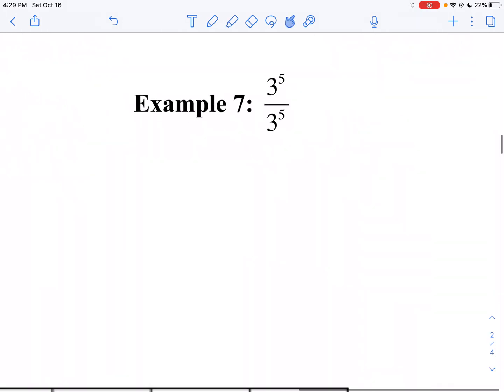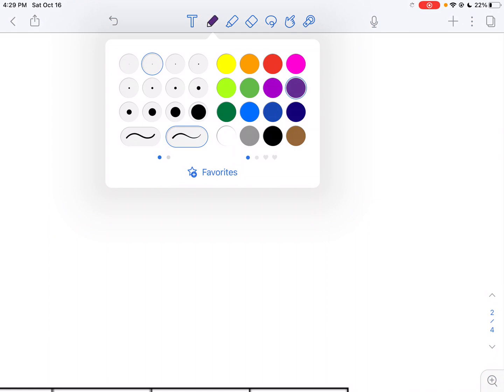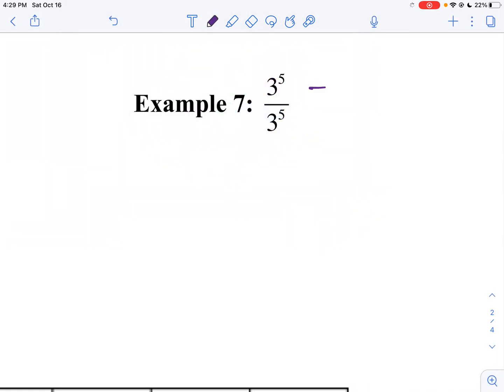Let's take a look at our example here. Well, notice I've got 3 to the 5th over 3 to the 5th. Well, I subtract my exponents, that's 3 to the 0. What the heck is 3 to the 0? Oh, how about this? These are the same, so I can reduce them. 3 to the 5th divided by 3 to the 5th. If I take a number divided by itself, my answer is 1. So 3 to the 0 must equal 1.